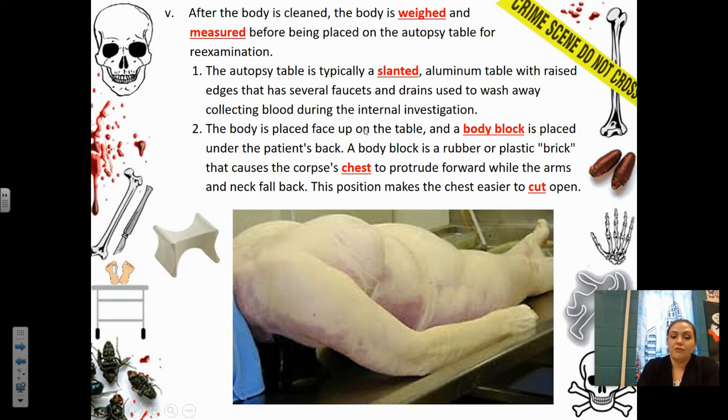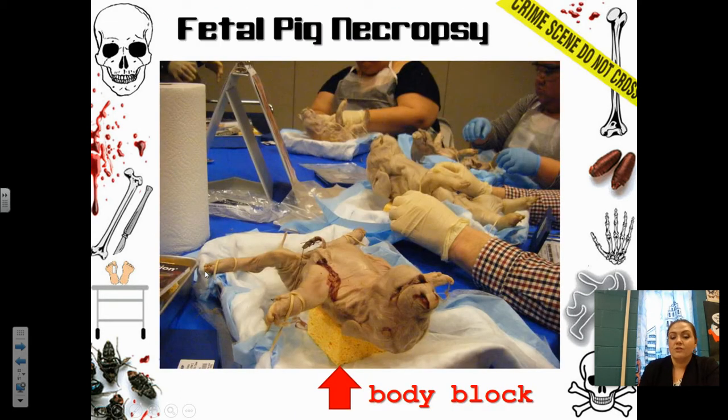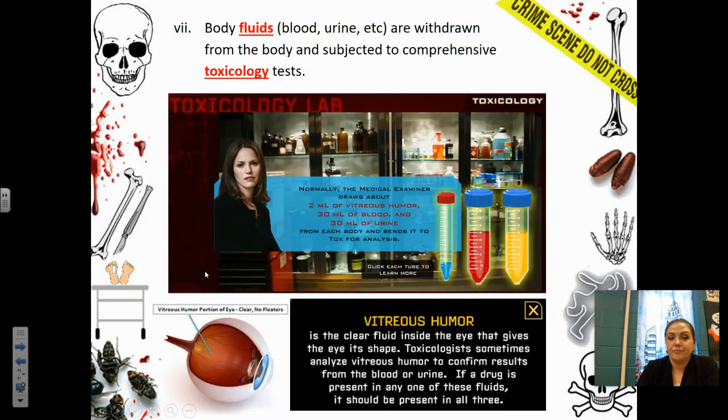The body is placed face up on the table. The body block, this block underneath them, is under the patient's back. It looks like this. So that's a body block. It's a rubber or plastic brick that makes the corpse's chest protrude forward, while the arms and neck fall backward. So this position makes the chest easier to cut open. So you can see a little body block as a sponge in the little piggy autopsy.